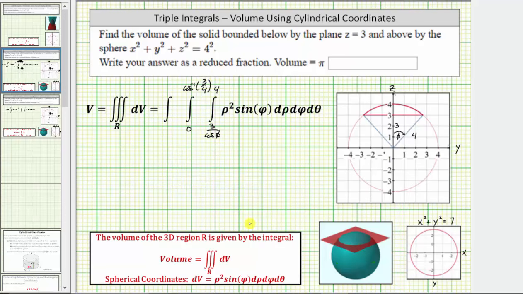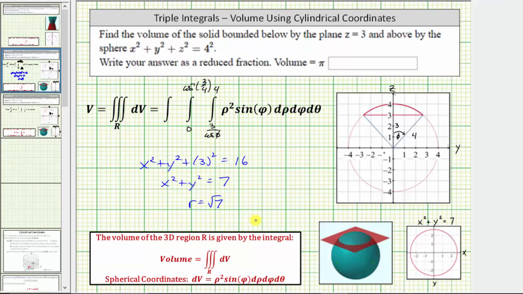And then for theta, if we were to project this intersection onto the xy plane, we get this circle. We can determine the equation of this circle 2 ways. Using the equation of the sphere, we can substitute 3 for z, which gives us x squared plus y squared plus 3 squared is equal to 16. Simplifying, we get x squared plus y squared equals 16 minus 9, which is 7. r squared is equal to 7, meaning r is equal to the square root of 7.